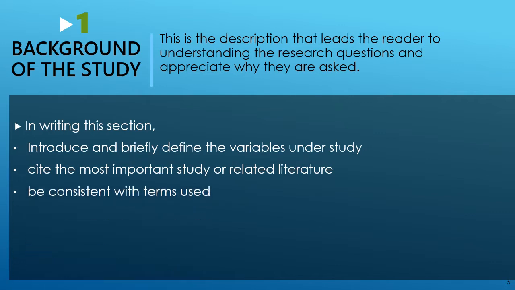Next, be consistent with the terms. This is what I told you before. For example, if in your research title you come up with the term academic performance as part of your variable, then we need to use the term academic performance from the very start of our research down to the other parts of it.